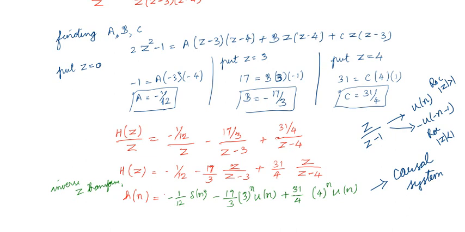If they say the system is causal, we have to write the answer in u of n format. If they say the system is anti-causal, you have to write the answer in minus u of (minus n minus 1) format. We have seen this in a separate video. Z transform is valid only along with the ROC. For a causal system, this is the answer, the impulse response.